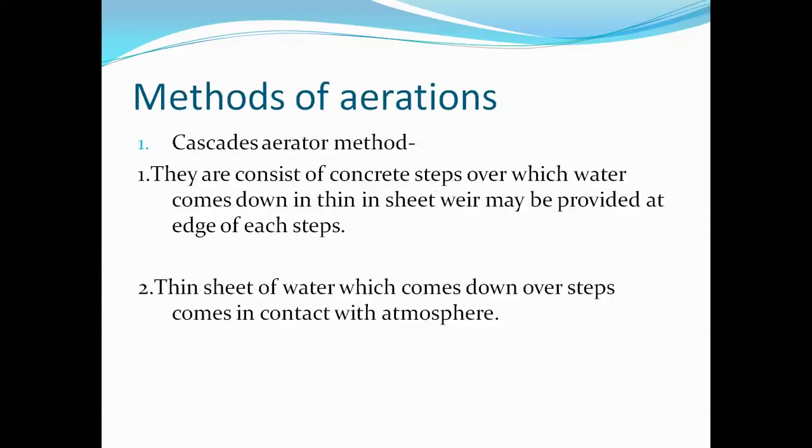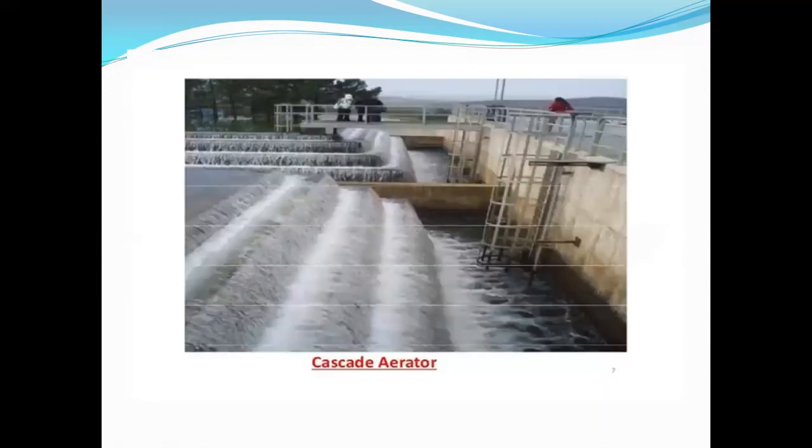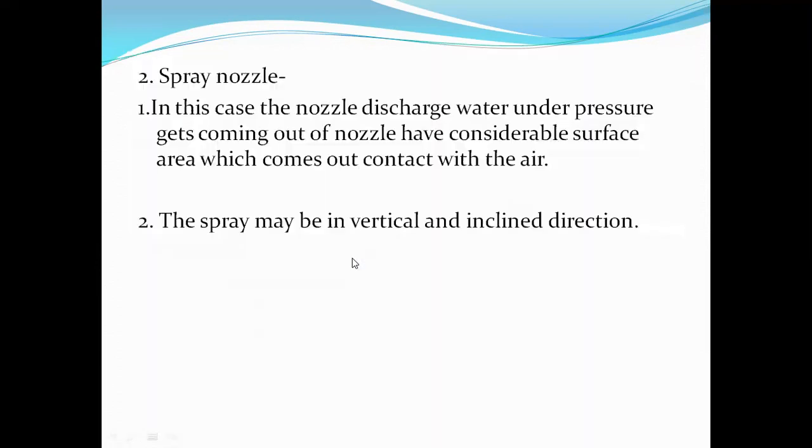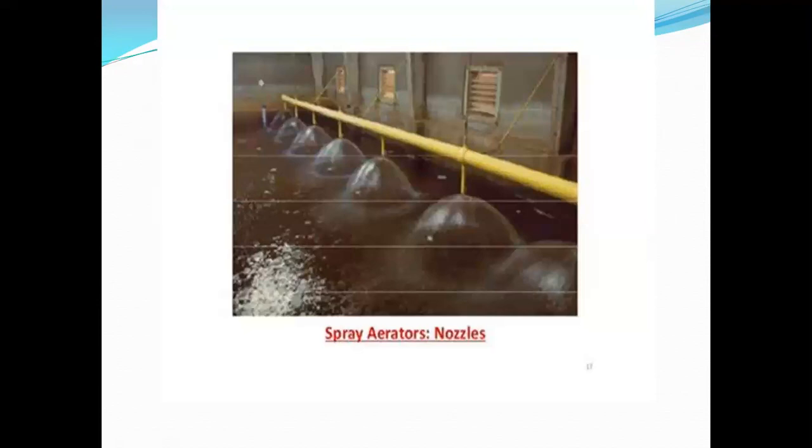Then we discussed the four methods of aeration. The first method is the cascade aerator method. In this method, water flows over steps and gets in contact with the atmosphere. Then the second method is the spray nozzle method. In the spray nozzle method, water comes under pressure from the sprays and gets in intimate contact with the atmosphere or oxygen.